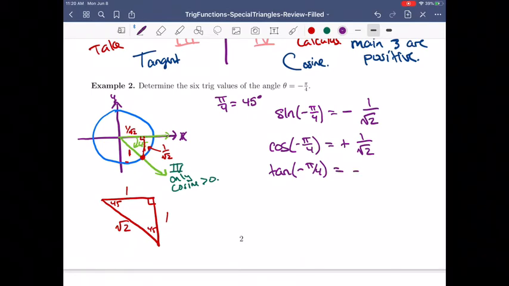is going to be negative here, because this is the quadrant where only cosine is positive. And if you don't remember, you can always do sine divided by cosine. Okay, it's going to be negative 1. And then we can do the others.